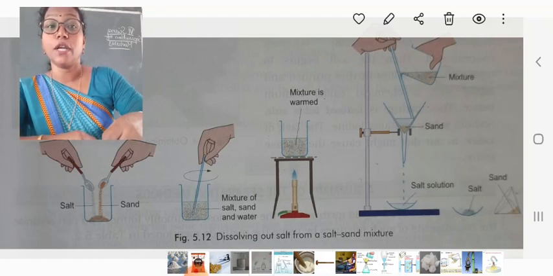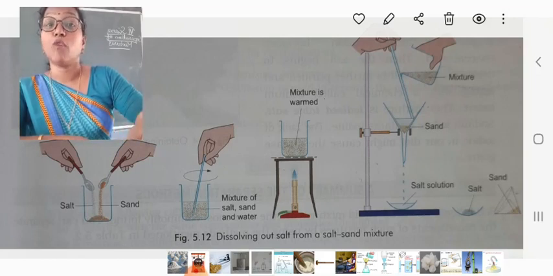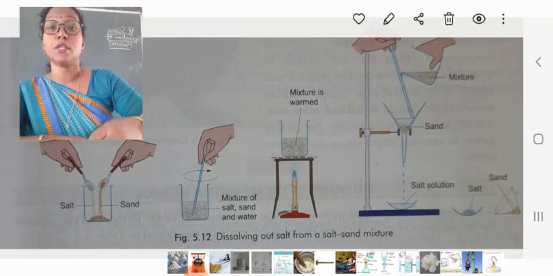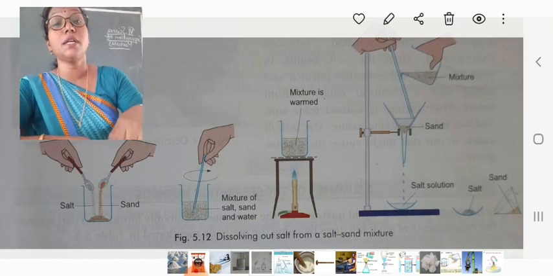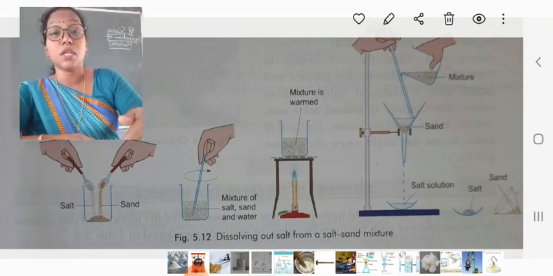The sand will not dissolve, and the mixture is heated. Firstly, the mixture is heated. The mixture is warmed and then the process of filtration is done. We studied the process of filtration using a filter paper. In the last video, the water along with the salt, that is the salt solution, a solution of salt in water, because we stirred the salt and sand mixture in water.